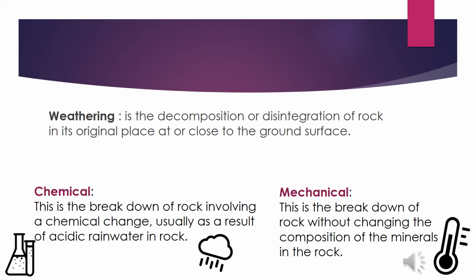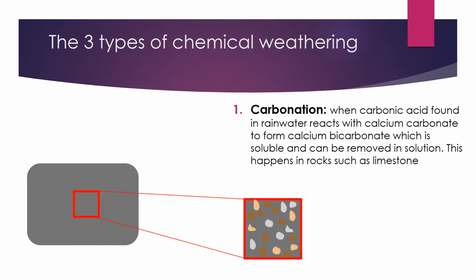Weathering is the decomposition or disintegration of rock in its original place, at or close to the ground surface. So basically the rock is being broken down. There are two different groups that you need to know about. Chemical weathering, where there is a chemical change, and mechanical weathering, where there is no chemical change. In fact, there are three types of chemical weathering.